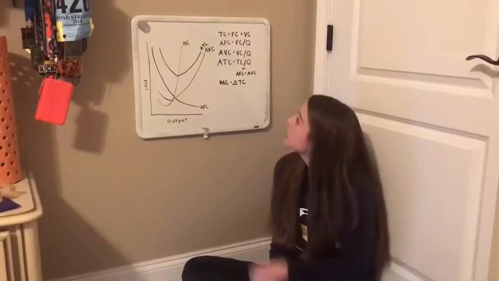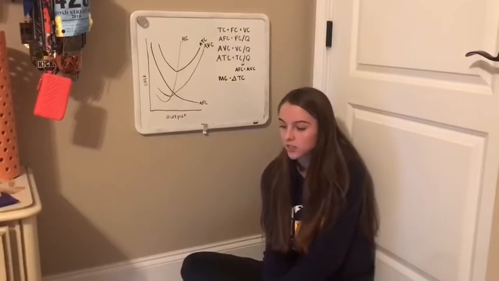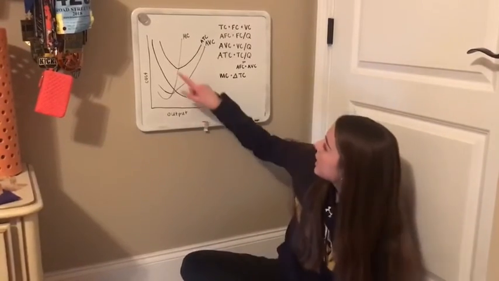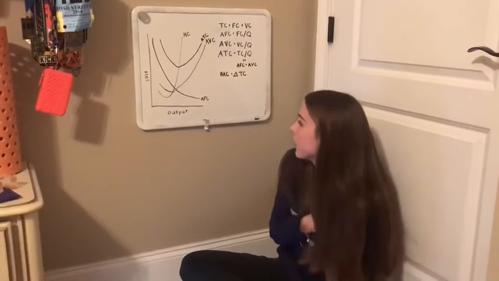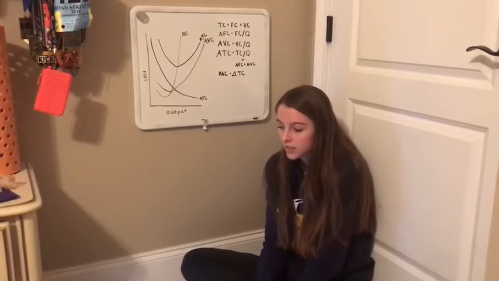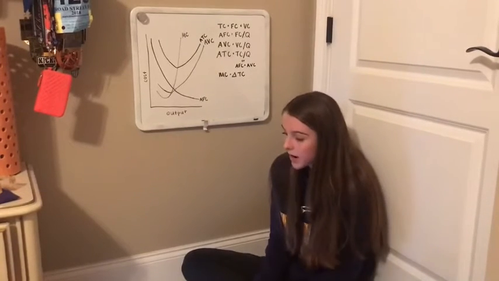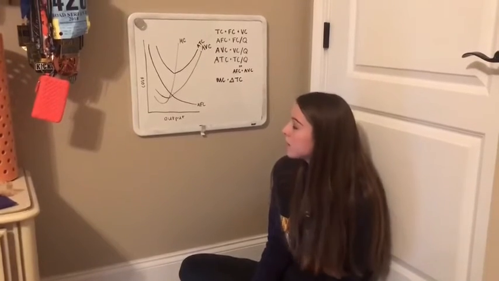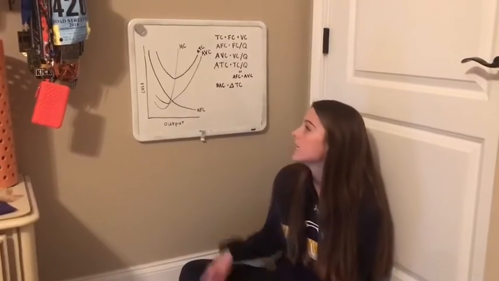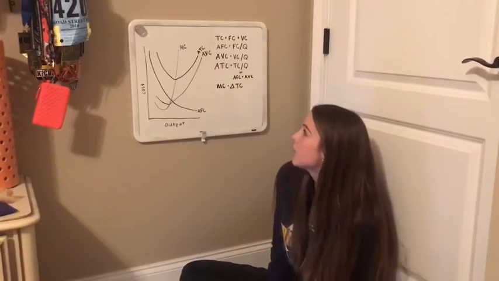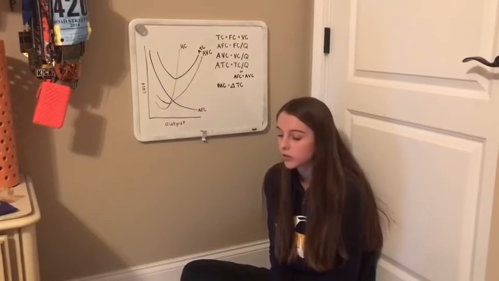Now, for average fixed cost, it is the fixed cost divided by the quantity of the output, and it decreases as you produce more, so continually throughout the graph, you can see. And then for average variable cost, that is variable cost divided by quantity, and it decreases as you produce more, but then it increases once it hits the MC curve, and it goes up and rises and will continually get closer to the ATC curve.